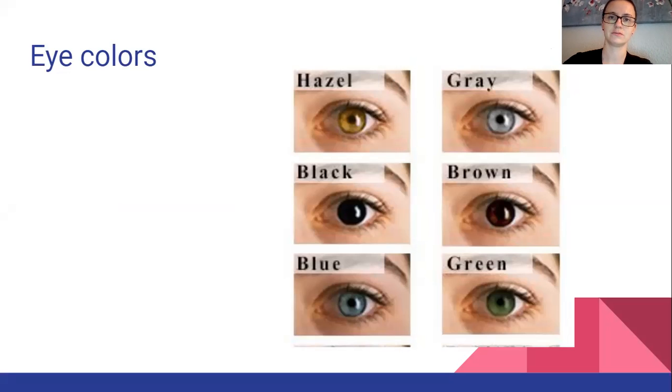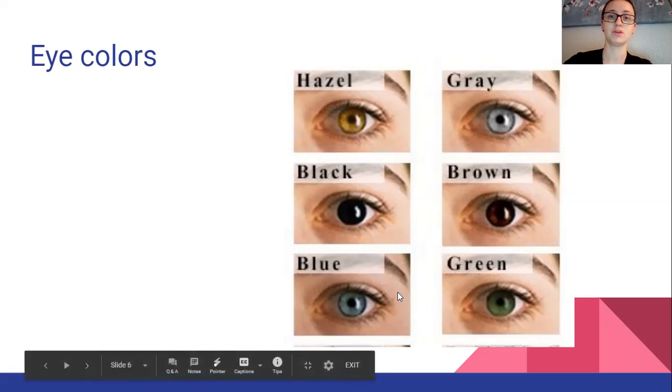Hazel. Gray. Gray. Black. Black. Brown. Brown. Blue. Blue. Green. Green.